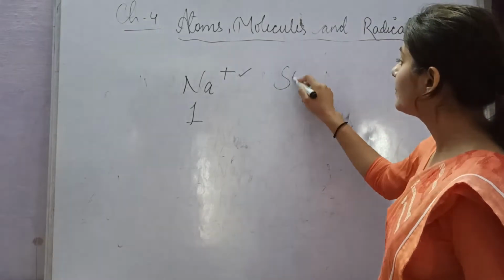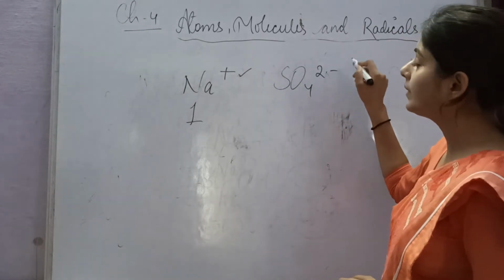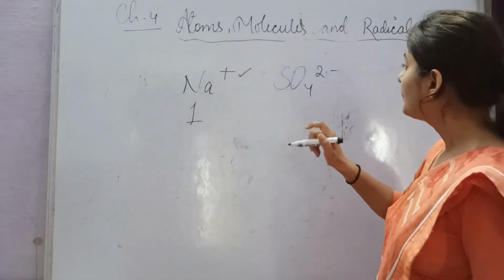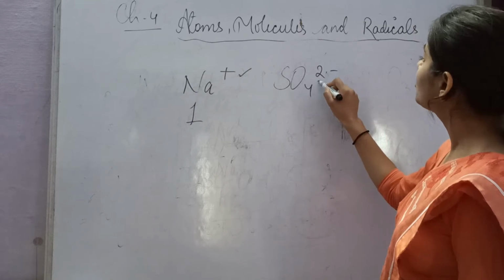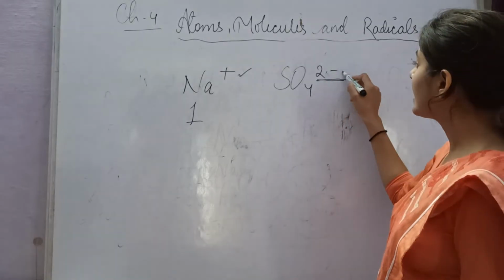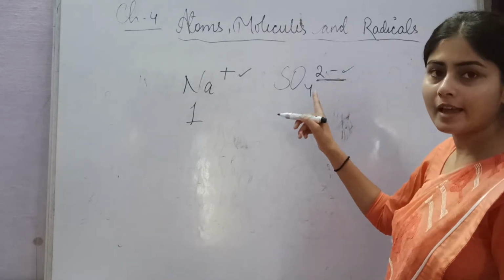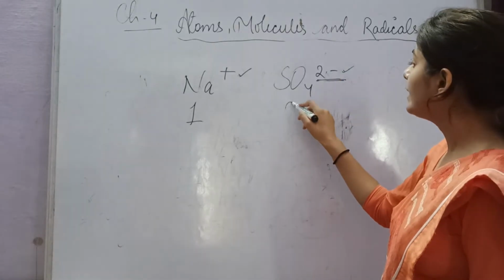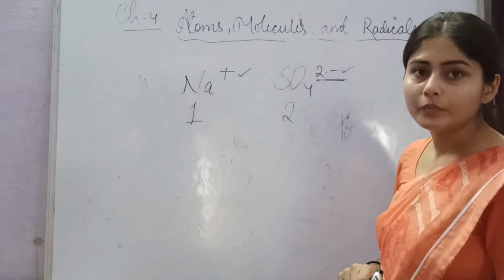Let's take some more examples, like SO4. SO4 is having 2 negative charges. So you can see that 2 negative charges are here, and this minus sign you have to ignore. How many charges does it have? The sulfate group has 2. So the valency of this sulfate is 2.